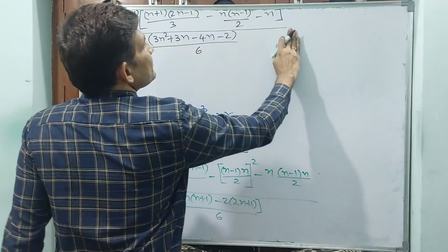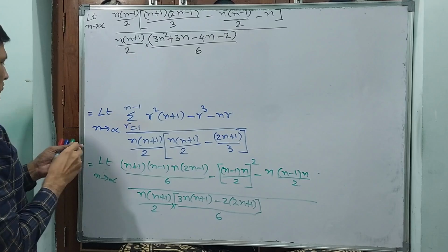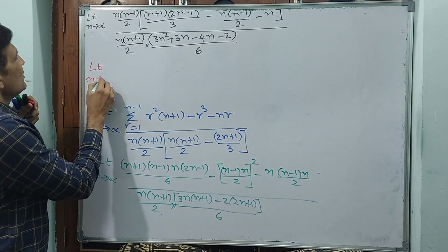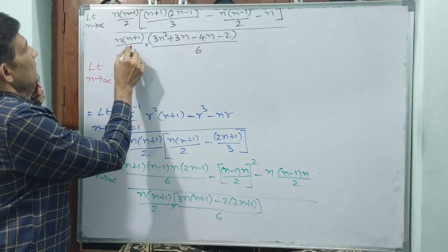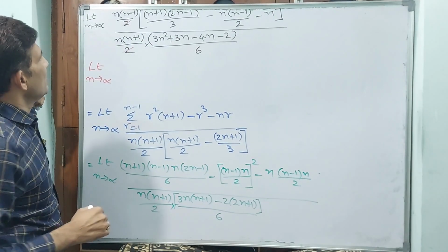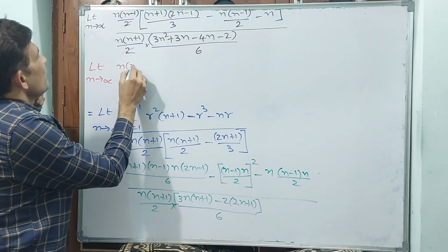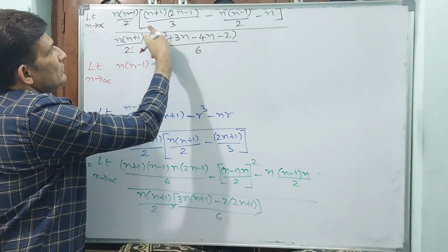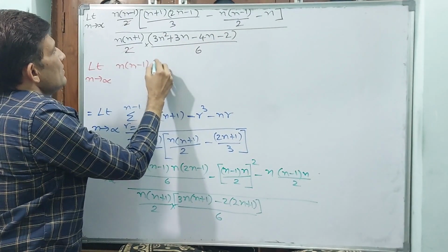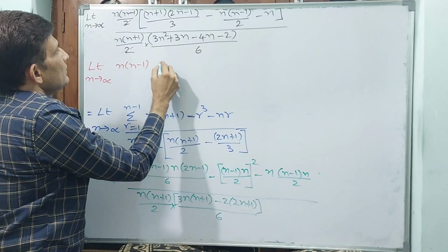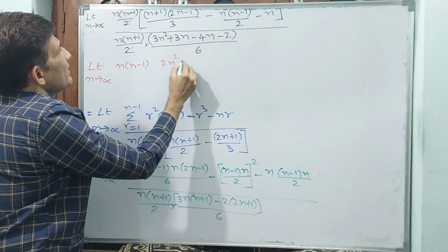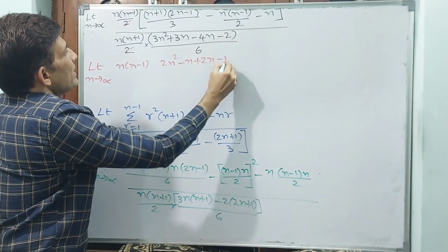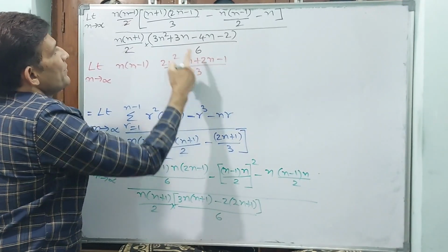Now, can we do something there? No, we cannot do. Here we will do limit n tends to infinity. Okay, n into n minus 1. What we can say? Let me write 2n square minus n plus 2n minus 1 by 3.